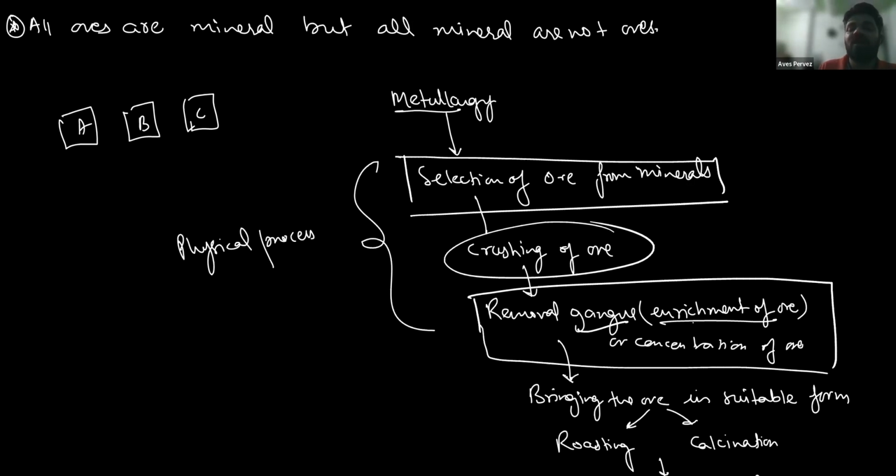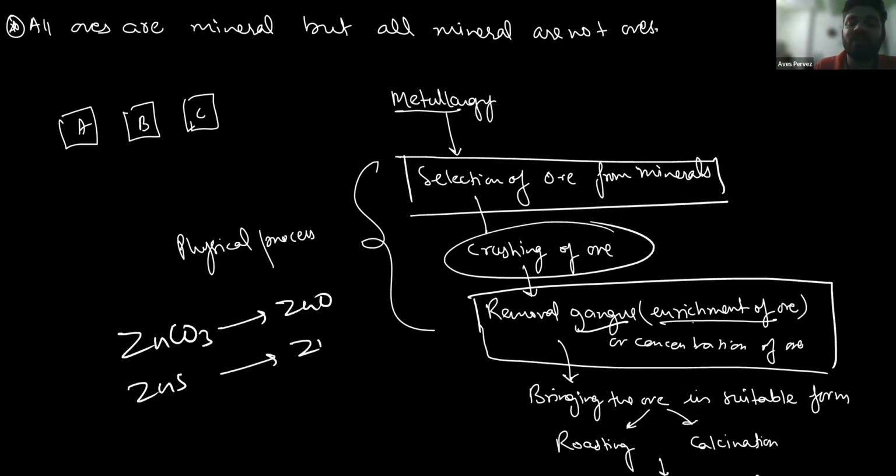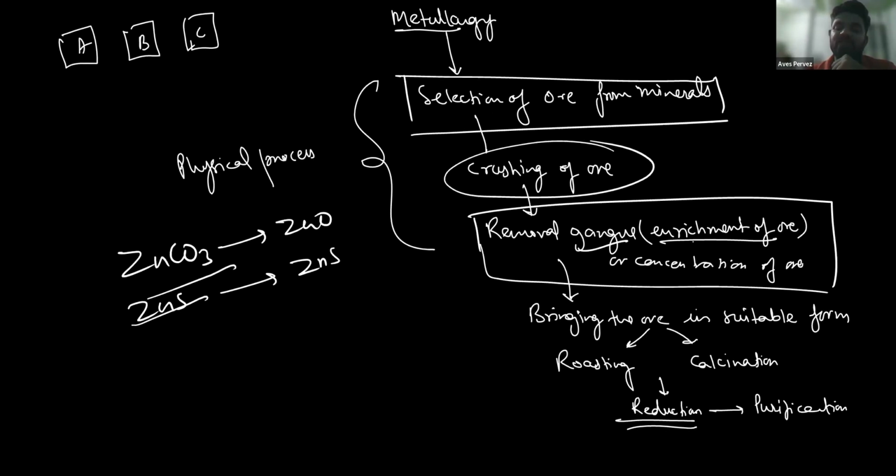The next one is, after you enrich the ore, we bring the ore into a suitable form. For example, if it is carbonate ore, then we bring it into oxide ore. If it is sulfide ore, then we bring it into oxide ore. Why we are doing this, we will discuss when we reach that topic. What is important here is that after we remove each and every impurity, we start converting the ore into a suitable form. This is done by two steps, mainly roasting and calcination.